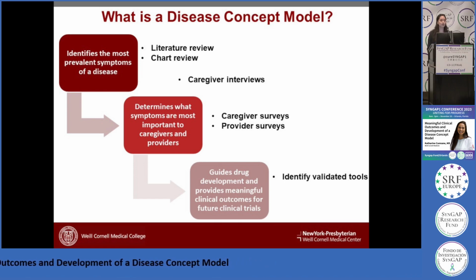So in order to approach creating a disease concept model for Syngap, I did 6 things. I started with a literature review because, as all of you know, a ton of amazing work has been done in the past decade to characterize Syngap. After that, I looked through providers' charts, specifically at Cornell, to see which Syngap symptoms they were talking about in their notes. Next, I did a set of caregiver interviews. I did them over Zoom. I've met a lot of you over Zoom. It's been amazing to meet you in person today.